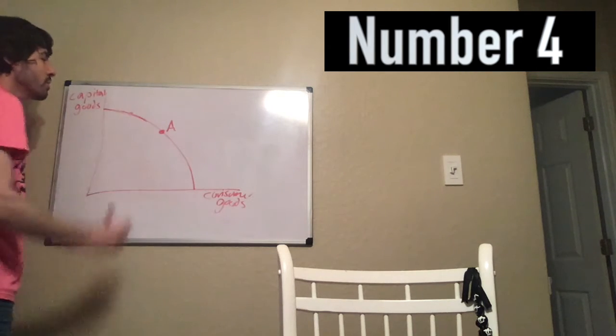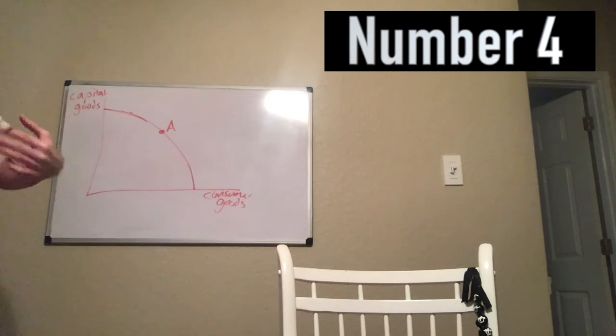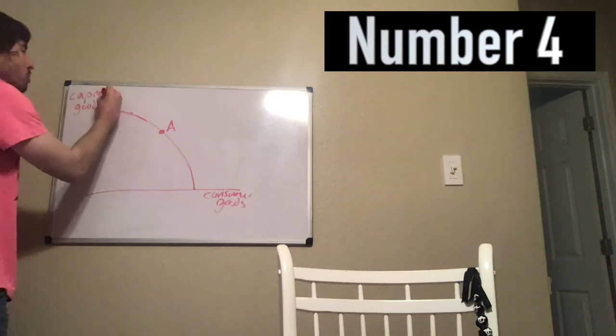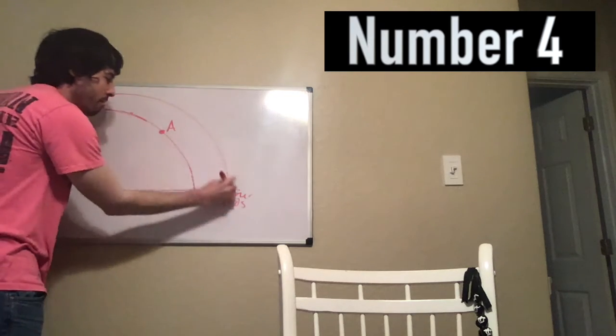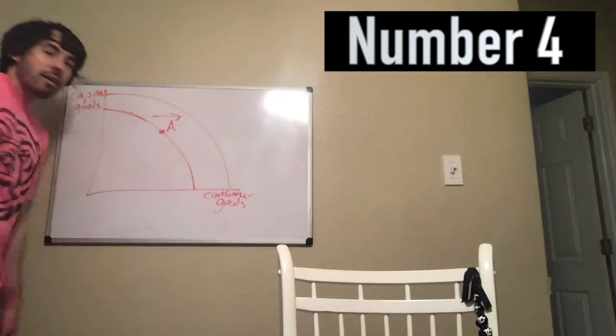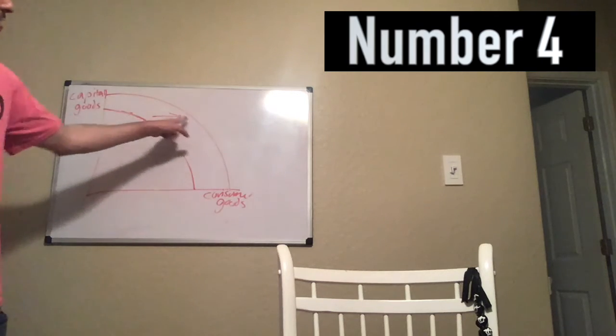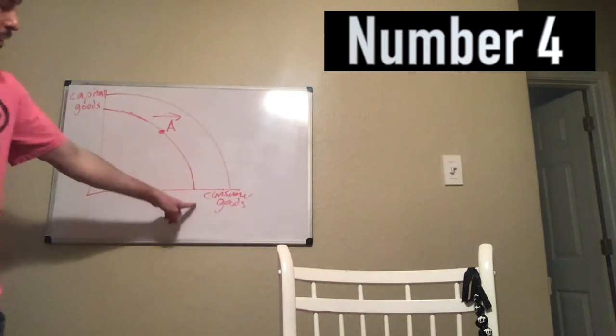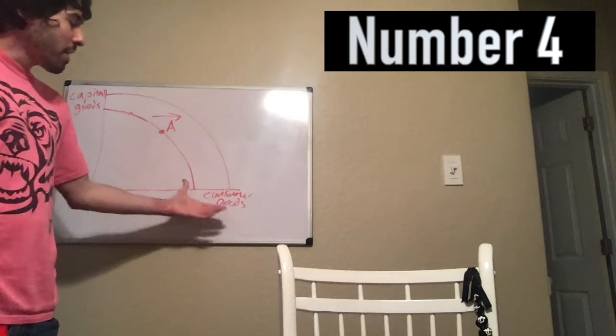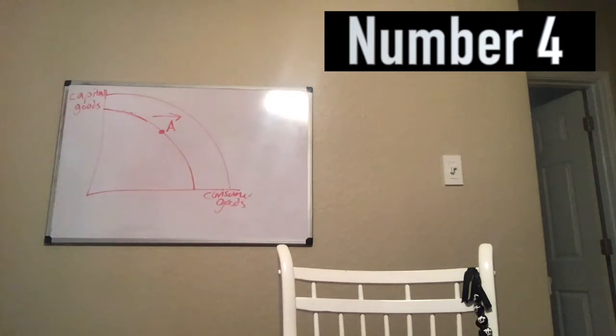The only way to achieve this is to actually increase the production of both goods. We would need a whole shift of the curve to the right. And if the curve shifted to the right, then we would be able to increase our production of capital goods while at the same time experiencing no opportunity costs. We're not losing out on any consumer goods.